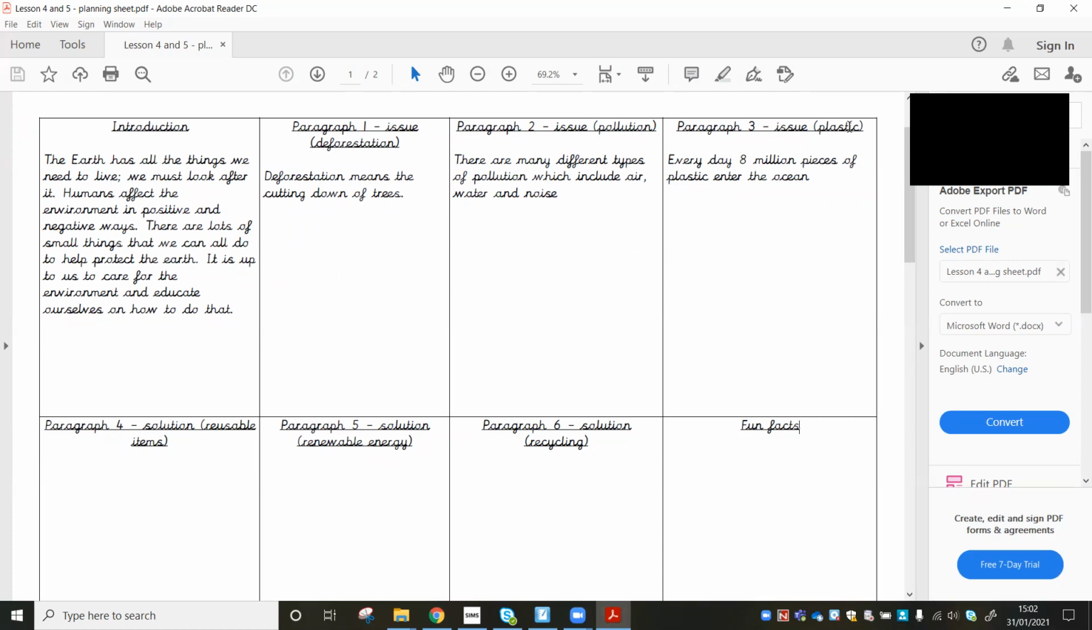My third paragraph is all about plastic, and I've used a fact to start off with. So every day, 8 million pieces of plastic enter the ocean. And then I would continue writing a few more notes to do with that. Why is it so devastating? What is the impact of all this plastic entering the ocean?